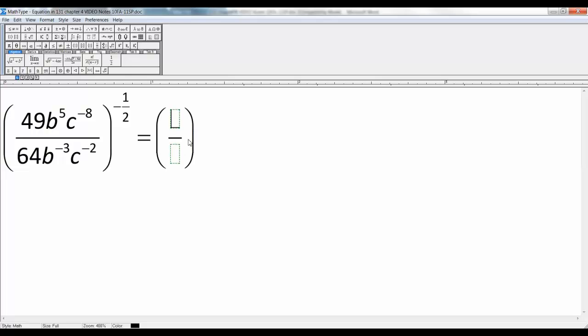Okay, so if we're going to simplify, let's see. Does anything go into 49 and 64? No. Okay, so you're right, 49 over 64. Nothing's going to break that down. Cool. Then you want to do b to the, now remember, when you have b to the something over b to the something else, you can use that subtraction property. So it's 5 minus a negative 3. c to the negative 8 minus a negative 2. I'm using that subtraction property. And then it's all still to the negative 1/2 outside.